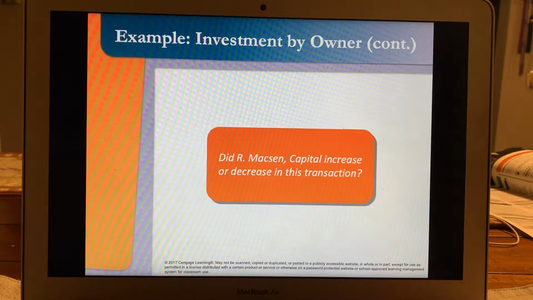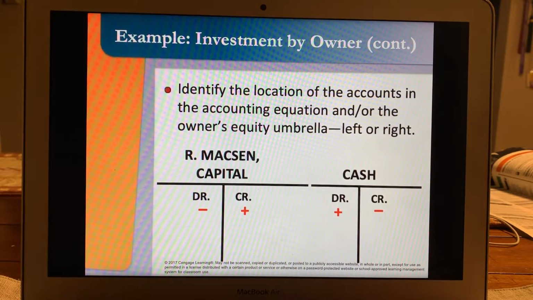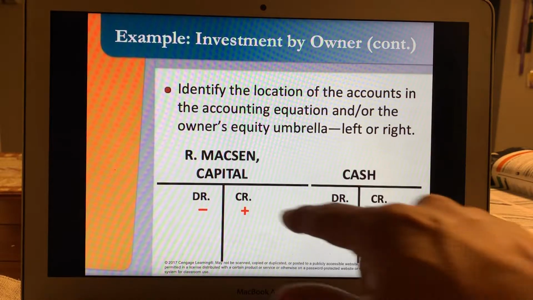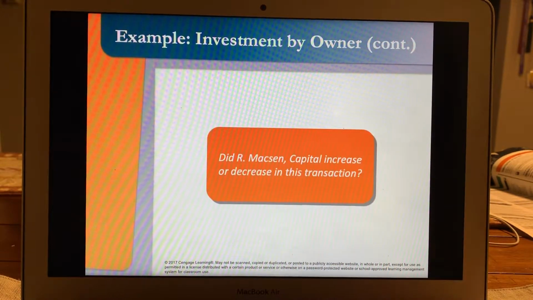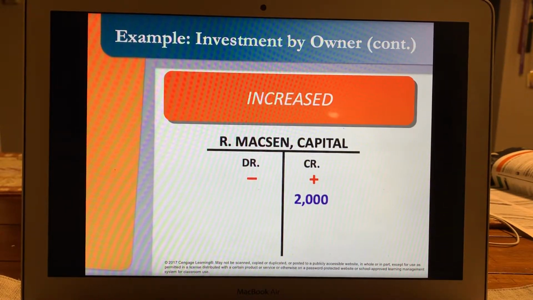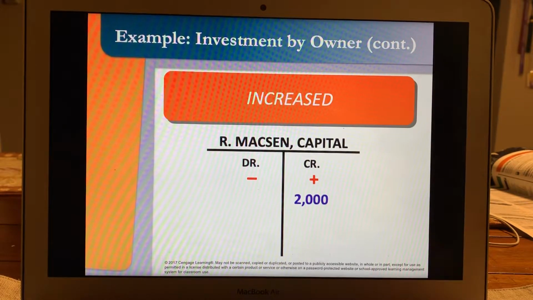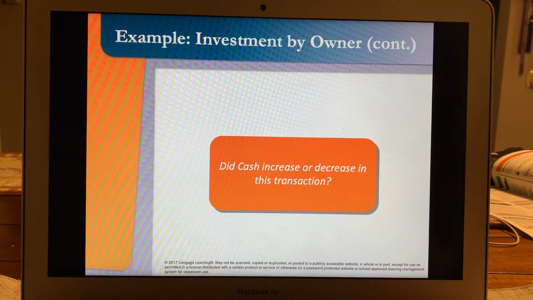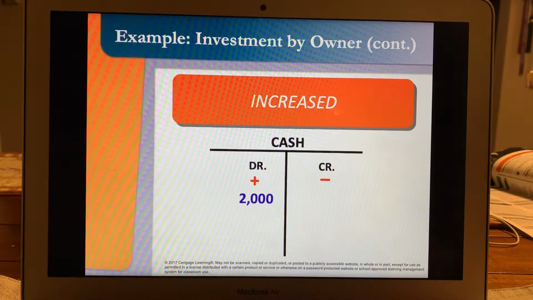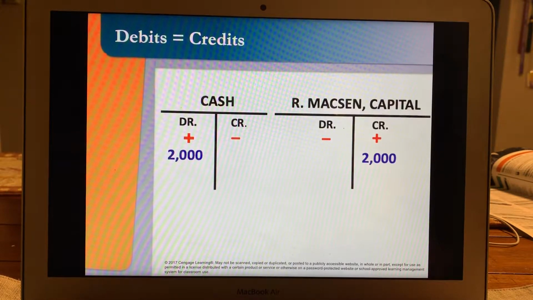Okay, so did Rohan's capital increase or decrease in this transaction? It increased, so we would do a plus right there. Okay, and there we go, an increase for $2,000. Did cash increase or decrease? It increased, so it's increased by $2,000. So this is what it will look like side by side. We didn't necessarily do the journal entry yet, but typically you would do the journal entry initially.